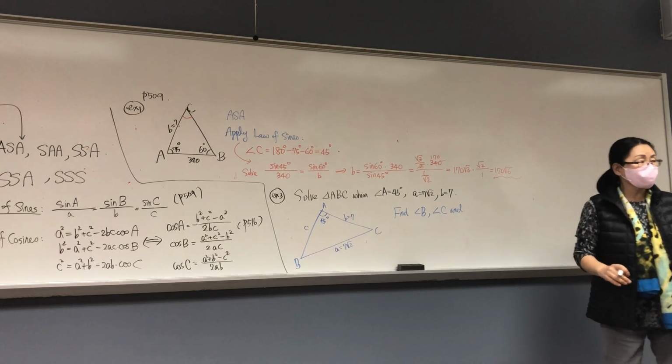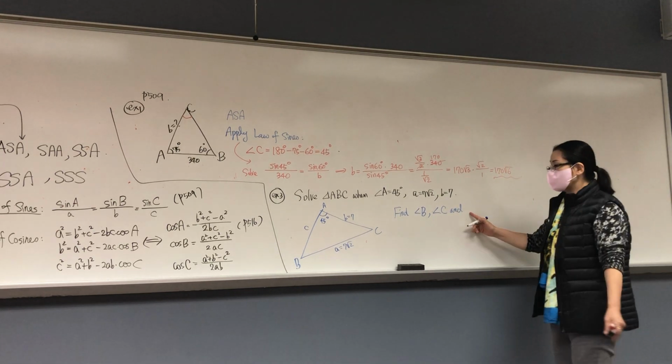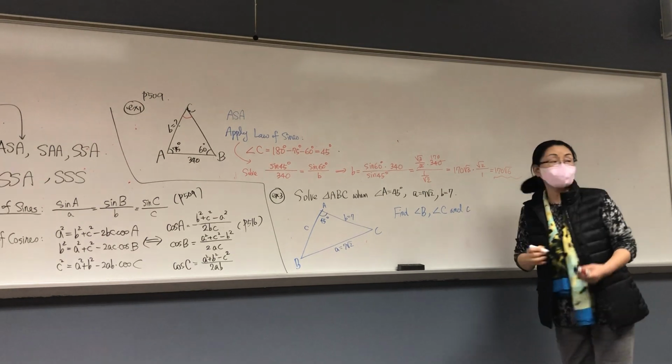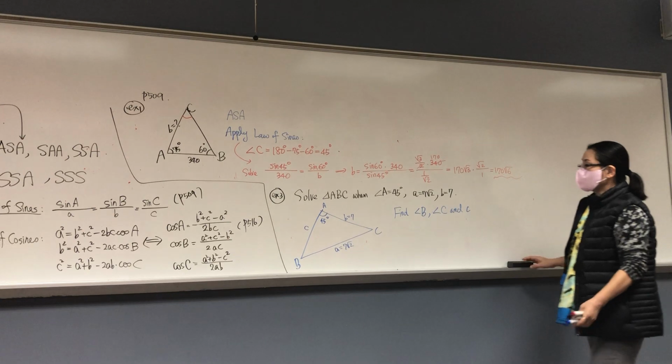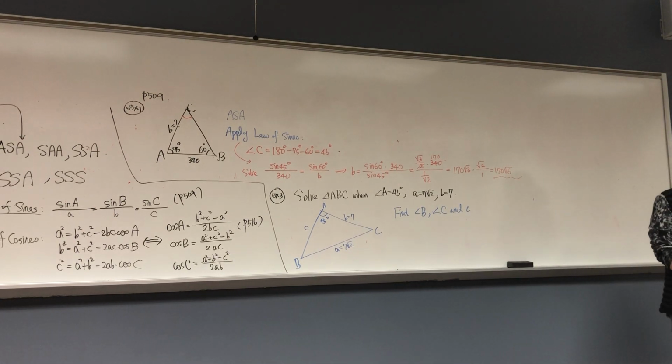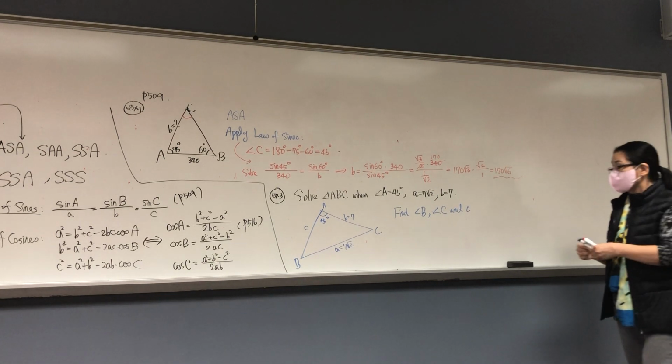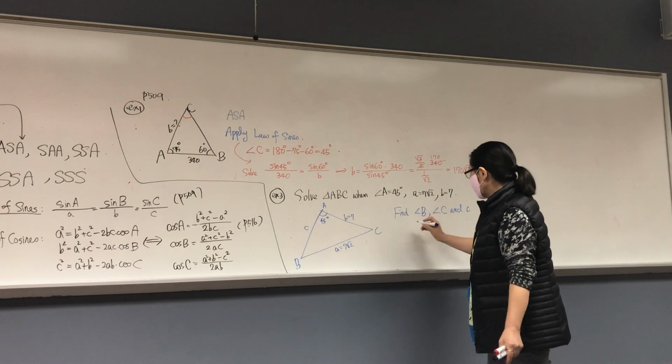Because one angle is given and two sides are given, what do I need to know? Another angle, C. So you have to make a plan. How do you want to find it? Which one first? These three you have to find. What do you want to do? Find angle B. Why not? So I will try to find angle B.